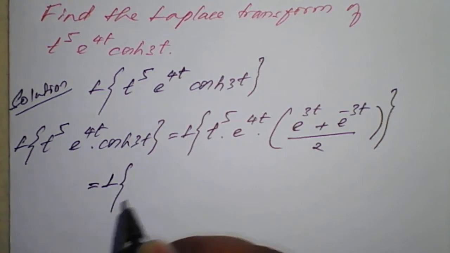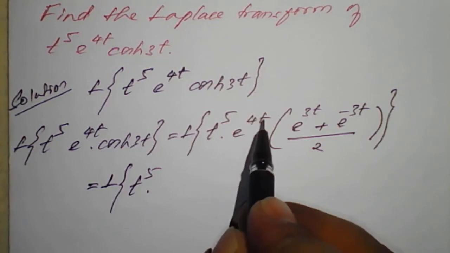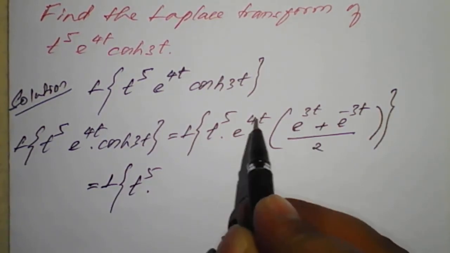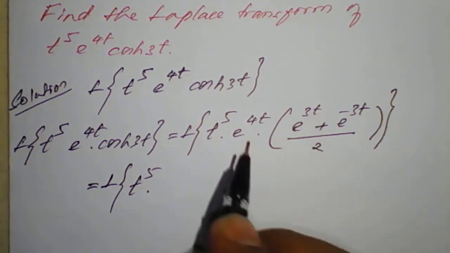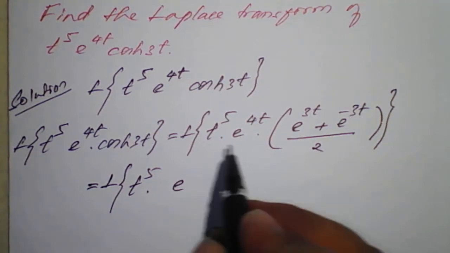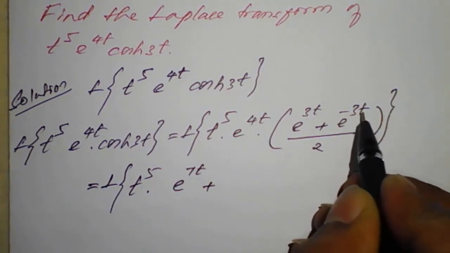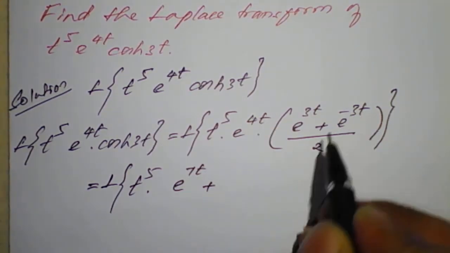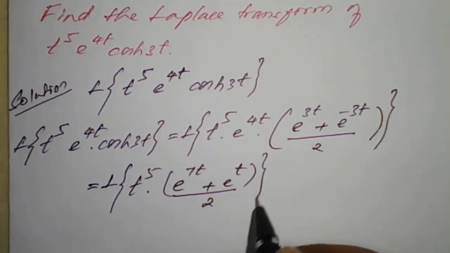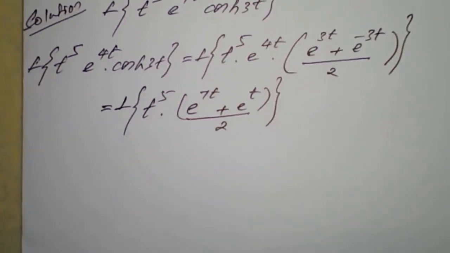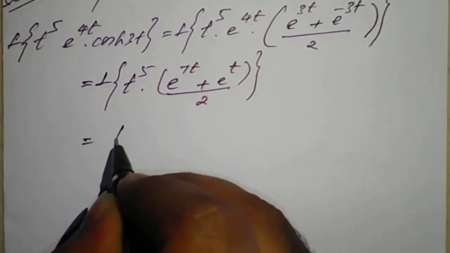Which is nothing but Laplace of t to the power 5 into, you multiply e raised to 4t to this term, so e raised to 4t into e raised to 3t, bases are same, so 4t plus 3t, it will become e raised to 7t, plus e raised to 4t into e raised to minus 3t, so 4t minus 3t, it will become e raised to t, divided by 2 as it is. So you just see it is simplified directly to the very simple form. So therefore this 1 by 2 I will keep outside.